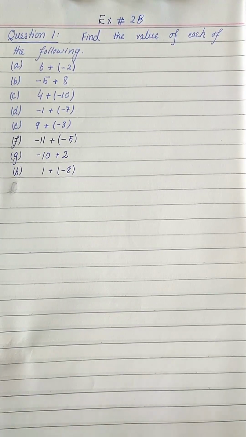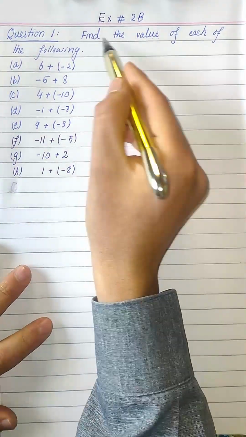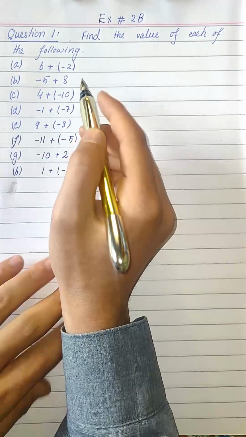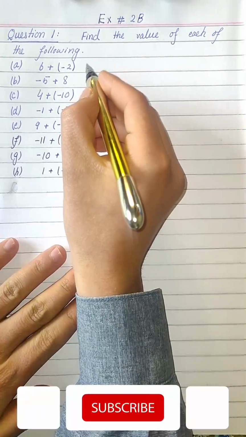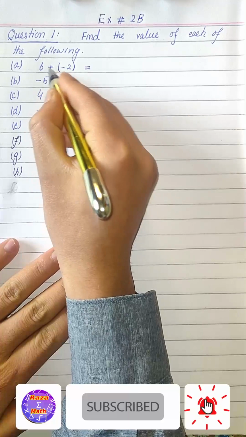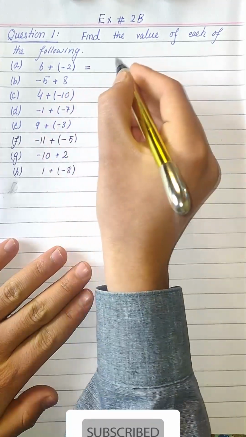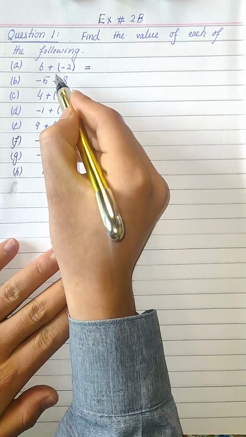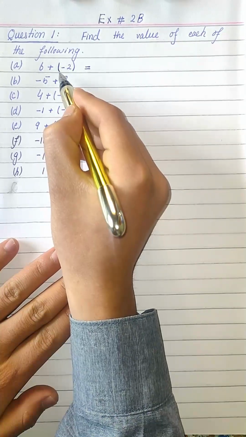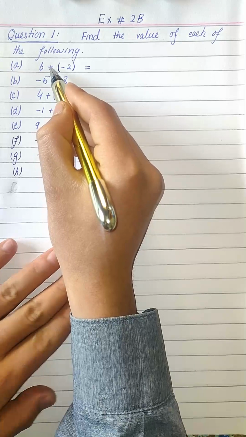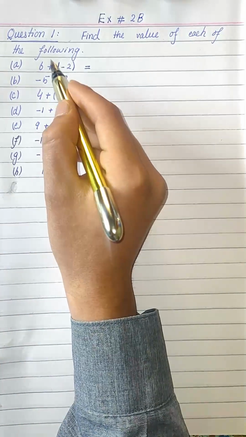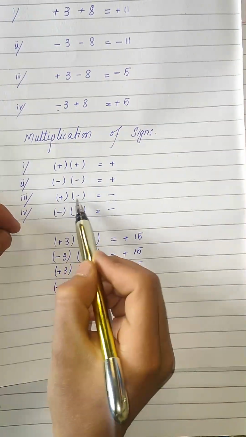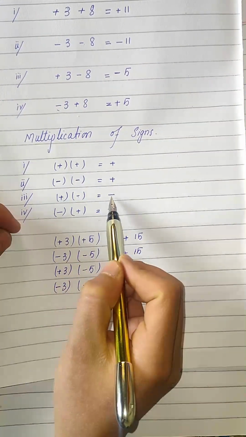Exercise 2b, question number 1. Find the value of each of the following. So we just have to find the values of these problems. In part 1, we have 6 plus times minus 2. So in this part, we just have to multiply this plus sign with the minus sign, because here we can see the bracket and bracket shows multiplication. So we just have to multiply these both signs, and in this case, plus times minus is minus.